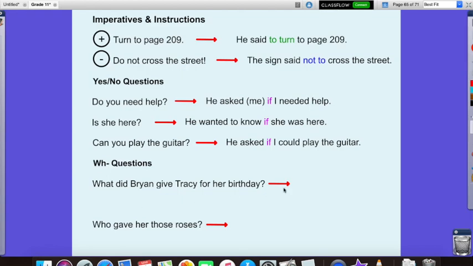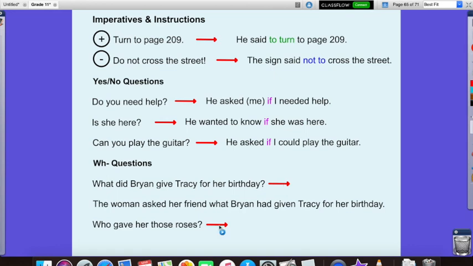When we change this to reported speech, we need to change the word order. The woman asked her friend what Brian had given Tracy for her birthday. As you can notice, it's not just the word order that changes, the verb also shifts one tense back.